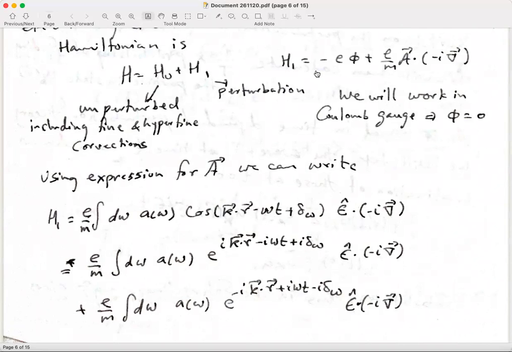So what we are going to do is, of course, choose that phi is equal to 0, which is the Coulomb gauge choice that we have made. And then substitute A, which is what we have obtained for the incoherent case, as integral d omega A omega times cos of (k dot r minus omega t plus delta), and the fact that we have A dot P is actually going to become epsilon hat dot P.